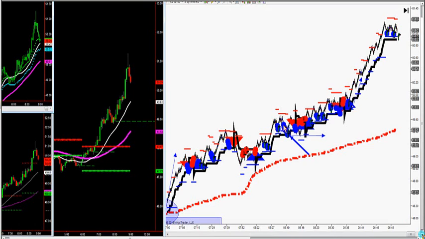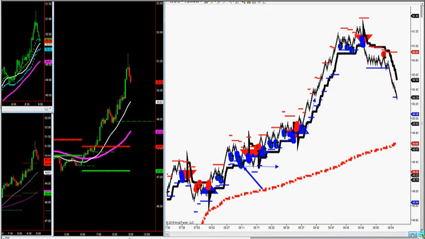Look at all these retracements, all these retracements where novice traders are getting stopped out. Shorts, shorts, shorts. And they continue to get stopped out.